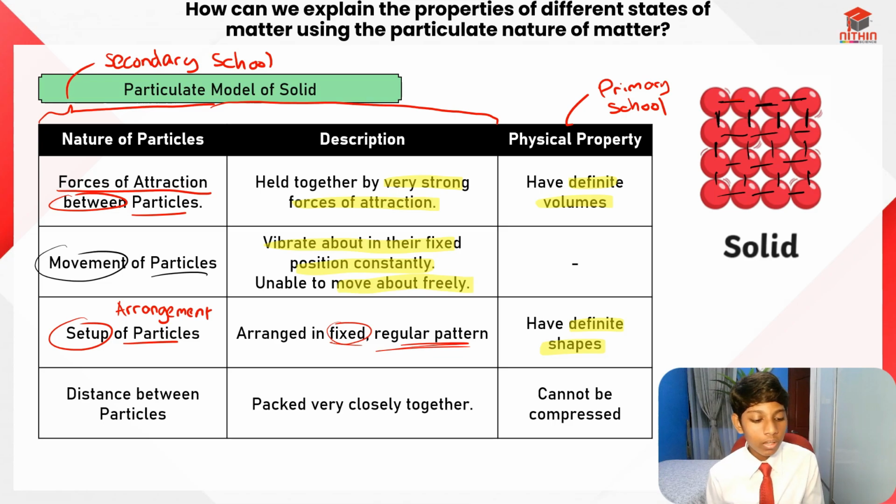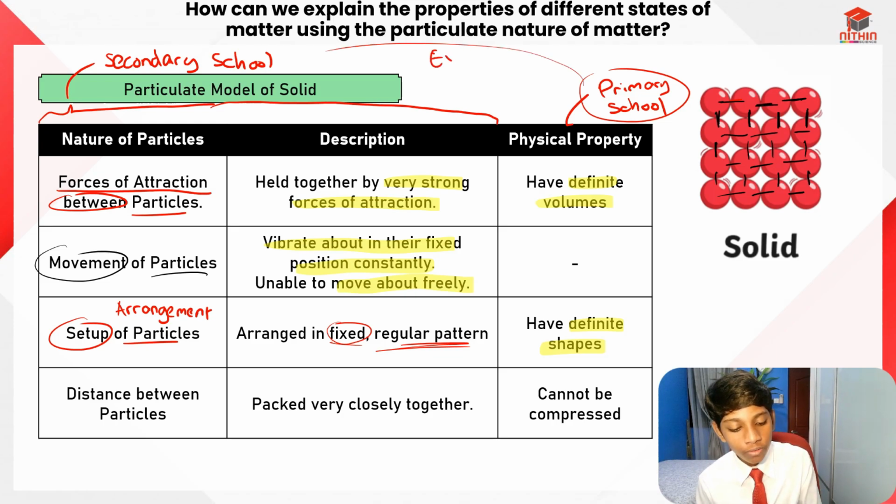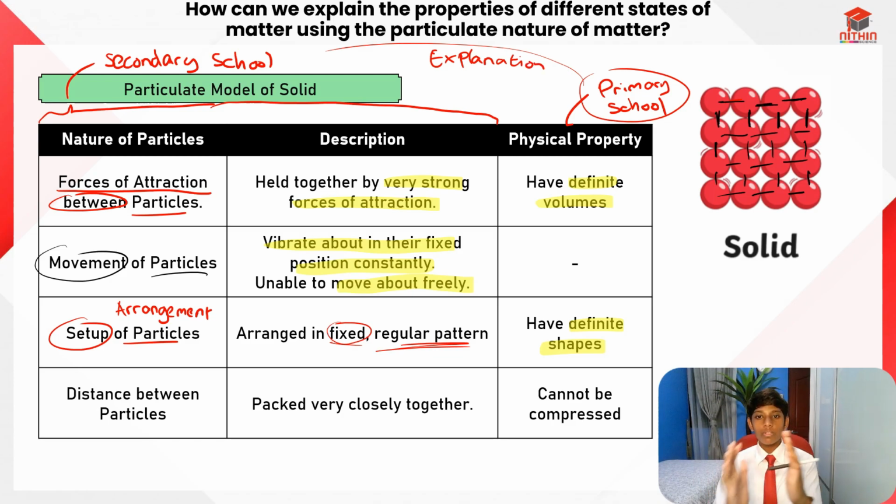So this is the physical property. This is basically the explanation of the physical property. So I hope you understood that. Nature of particles and the description is basically the explanation of the physical properties of solids, liquids, or gases. So I hope you understood that.